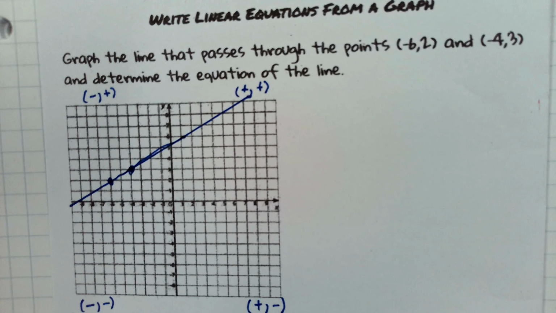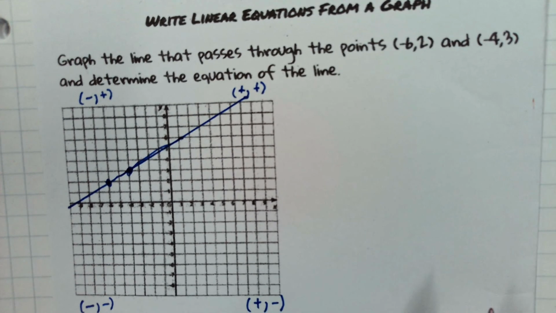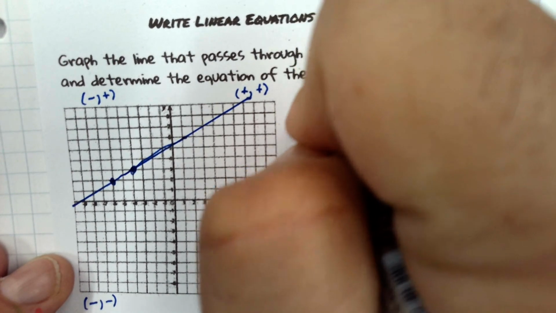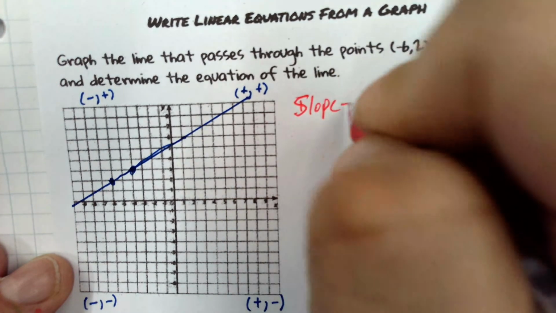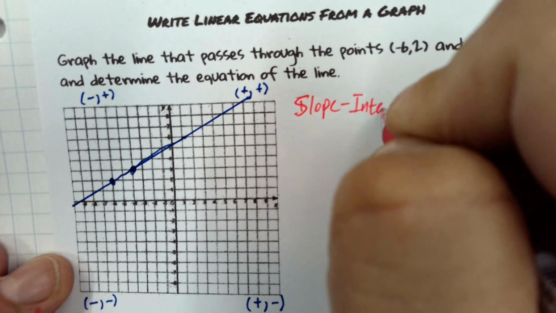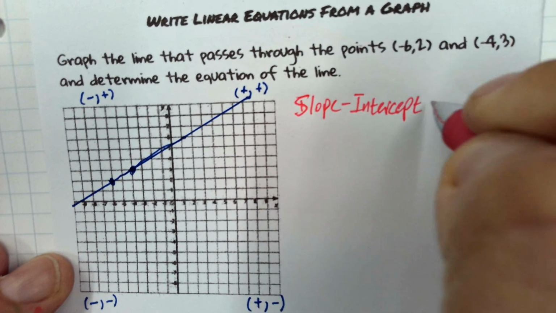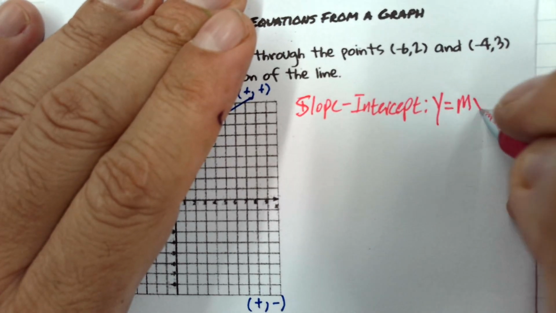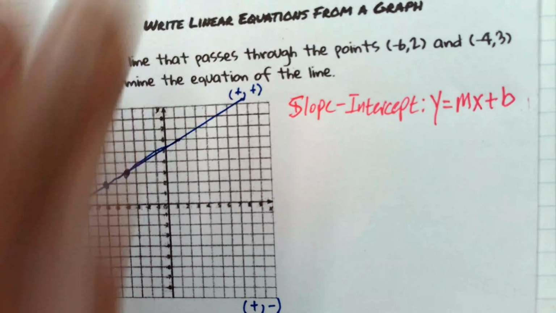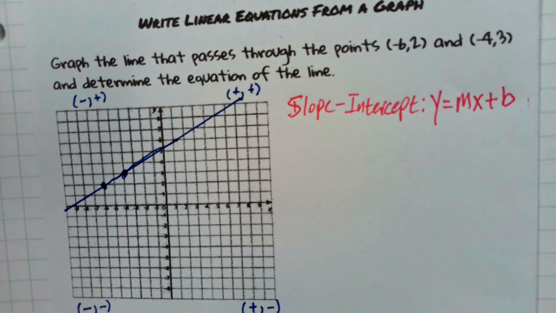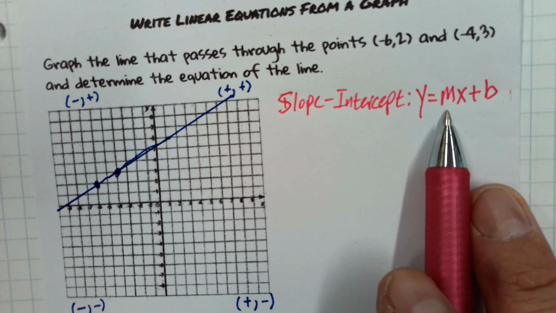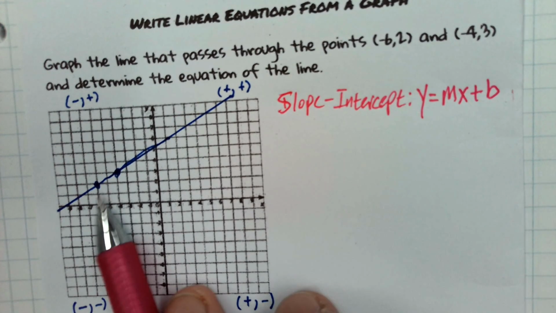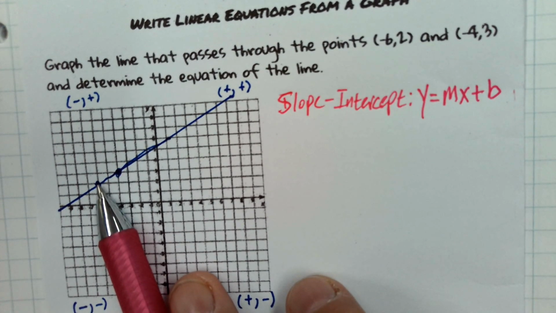So we want to write the equation of this line. And we want to write it in what's called slope-intercept form. Remember slope-intercept? Let me remind you, it's y equals mx plus b. So what does that m stand for? Do you guys remember? Or let me put it to you another way. On a line, how do we tell the steepness, how steep the line is?